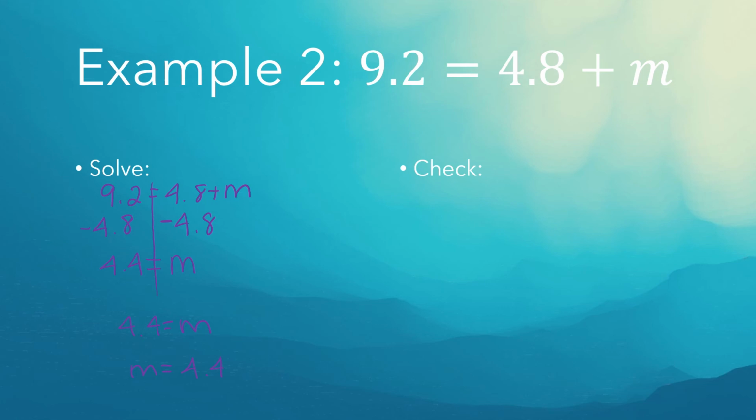Both of those mean the same thing. We can now go ahead and check to make sure that 4.4 is the correct answer. So to do that, we want to rewrite the original equation. And then since we found that m was equal to 4.4, we can plug in 4.4 for m and rewrite everything else exactly the same. Now we can go ahead and simplify. We're going to have 9.2 equals, and then 4.8 plus 4.4, that does equal 9.2. So that means that our solution is correct and m is equal to 4.4.